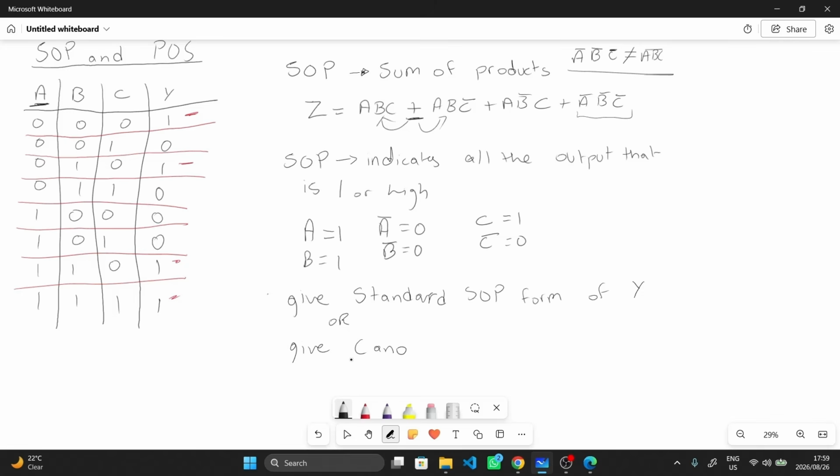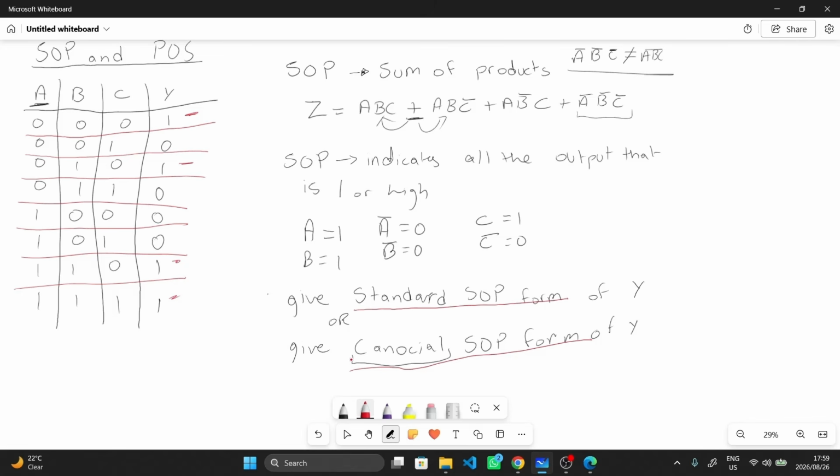Or another way to ask the question is: give the canonical SOP form of Y. I'm introducing this terminology, canonical, because it's used a lot in exams. If you know it, that is good. So the question is either give the standard form of the SOP or the canonical form of Y. Both of them are the same thing. Standard and canonical doesn't matter, it's the same thing.